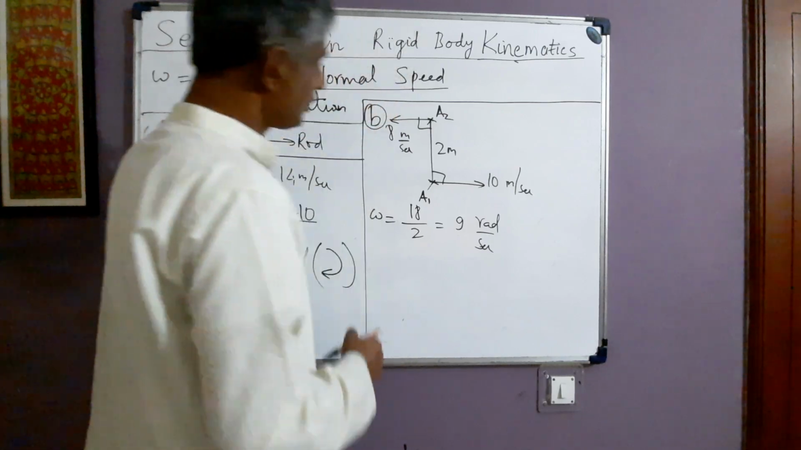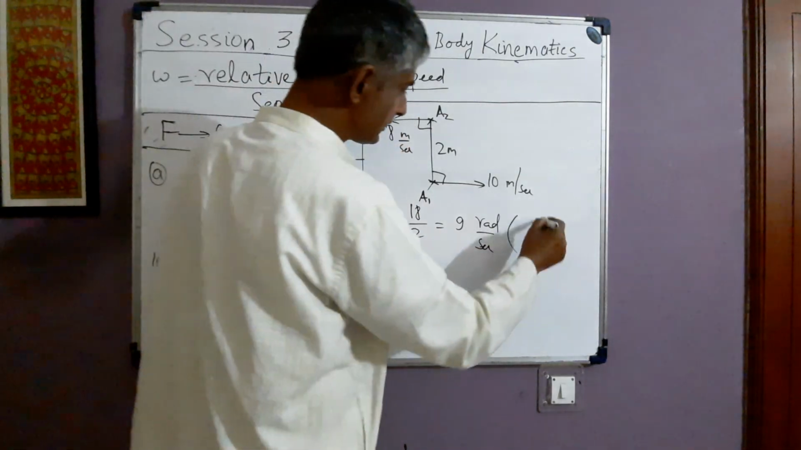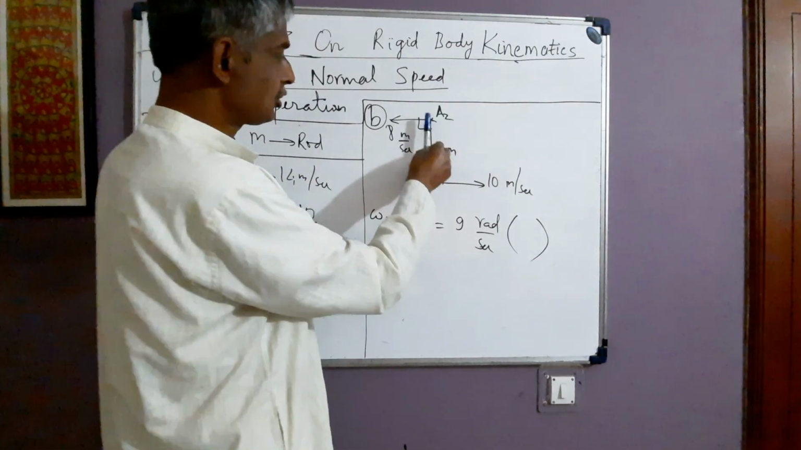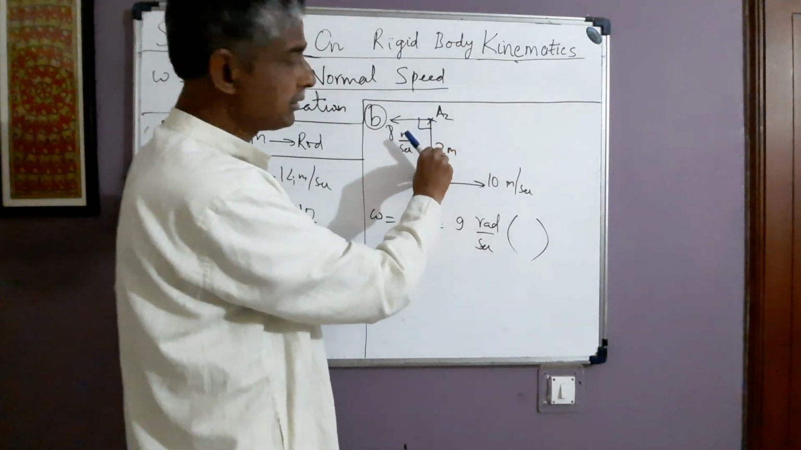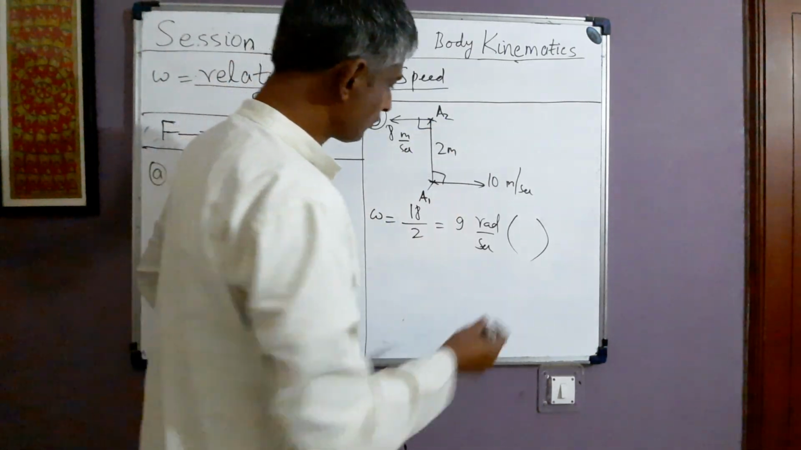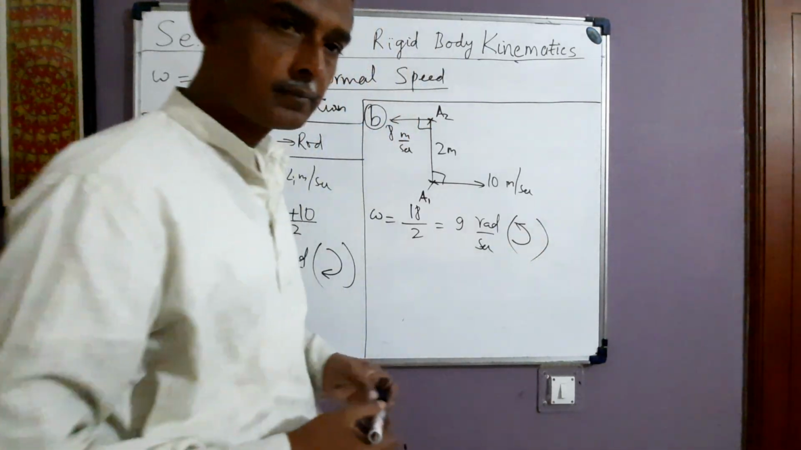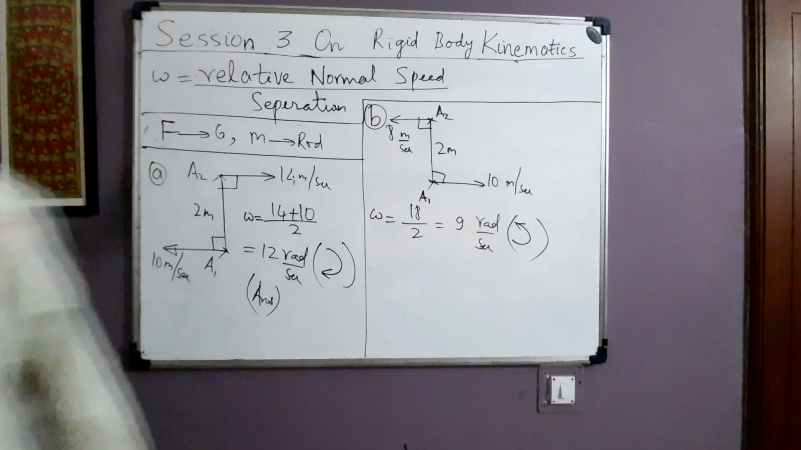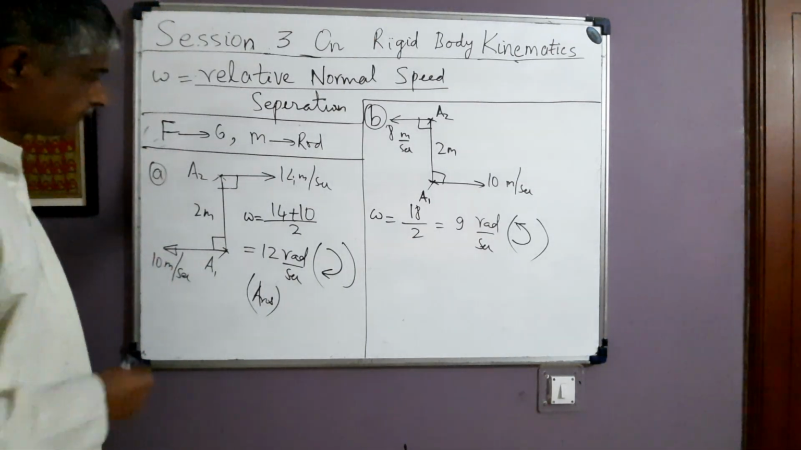This is the answer. Now the sense of this rotation will be anti-clockwise, as you can see, because this is going leftward, this is going rightward. So after a very short time, the rod will become something like this. It will tend to rotate in anti-clockwise sense. So the sense of omega is also anti-clockwise. Alright, so A and B I have solved, okay? I'll rub this one.